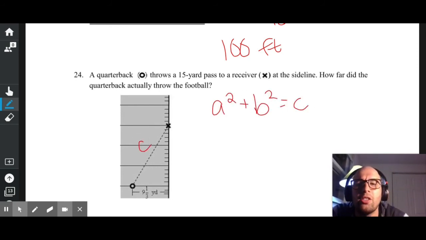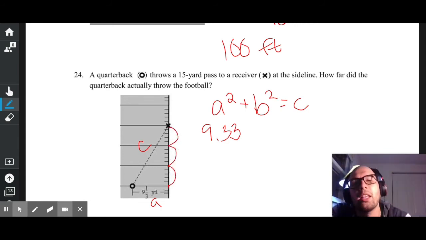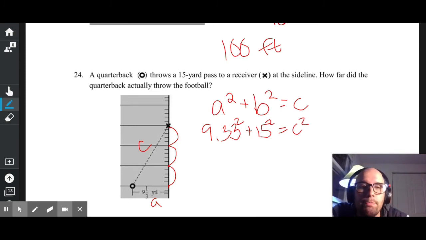I have to find c. So you can be a. And instead of doing 9 1/3, I'm going to do 9.33. I'm going to put 2 3s there because why not? I don't know what b is, but look at that. It's American football, and in American football, these are yards. So there's 5 yards, there's 10 yards, there's 15 yards. So the pass that he completes, although it goes 15 yards down the field, that's not really how far he threw the ball. That's what I have to find.